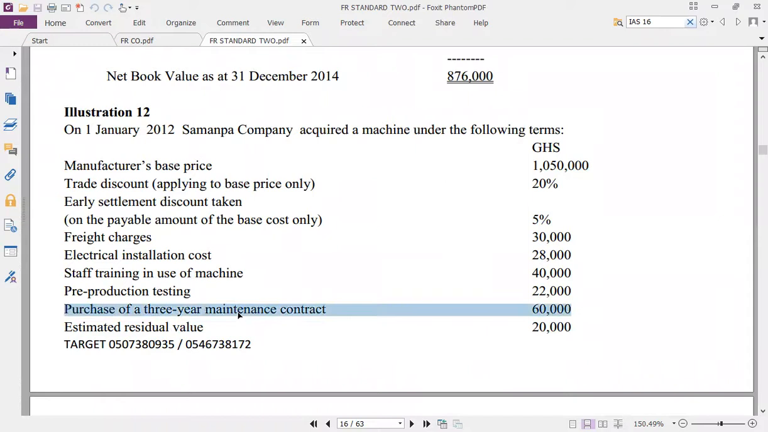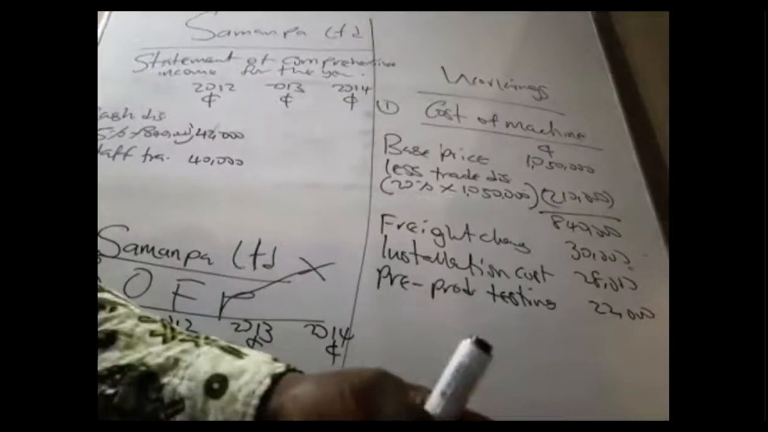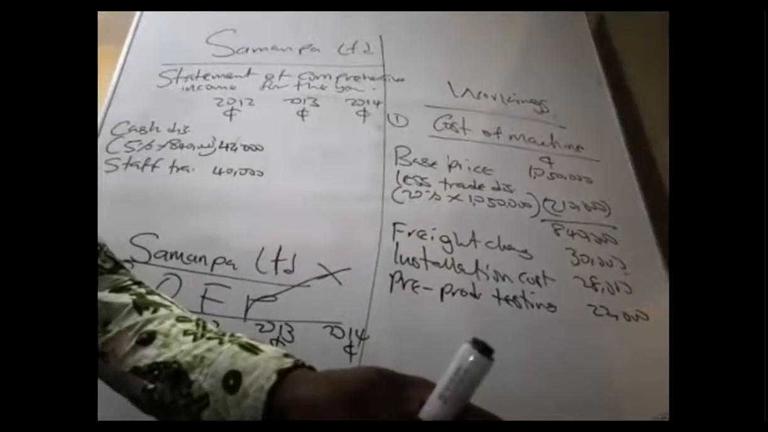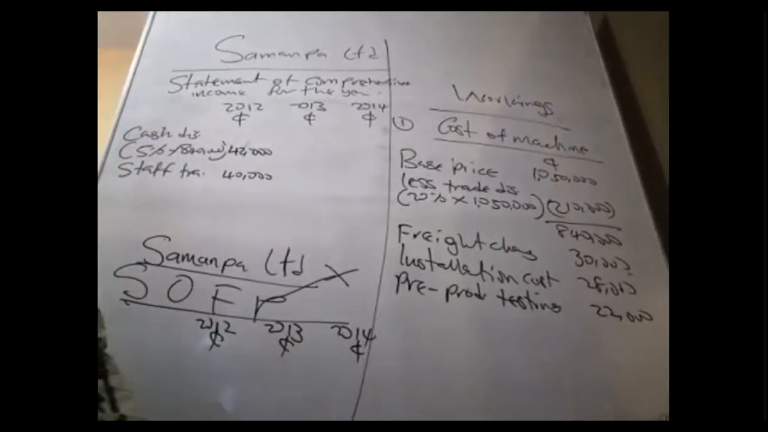This should not be part of the cost of the machine, because it does not make the machine ready for its intended use. If the machine is not good, we can't use it before they can maintain it. So that one must be expense. So maintenance should be what? Expense. Let's go and expense it. So let's expense it in a P&L.